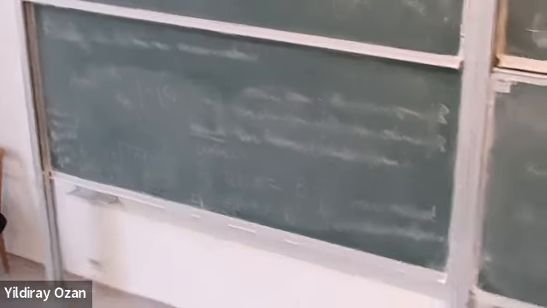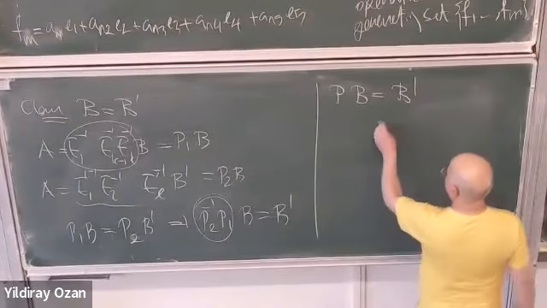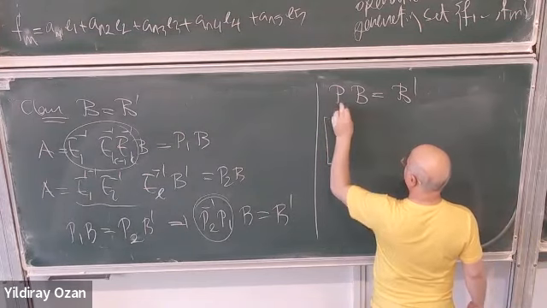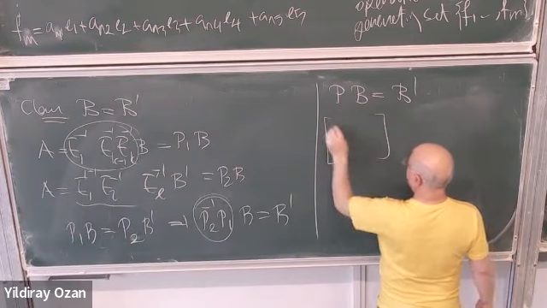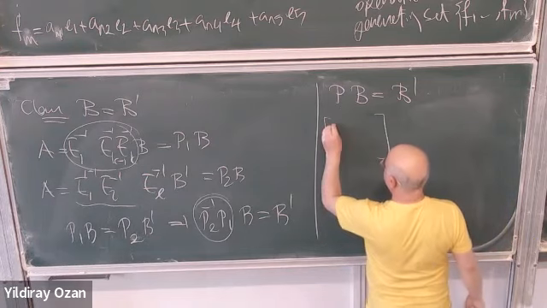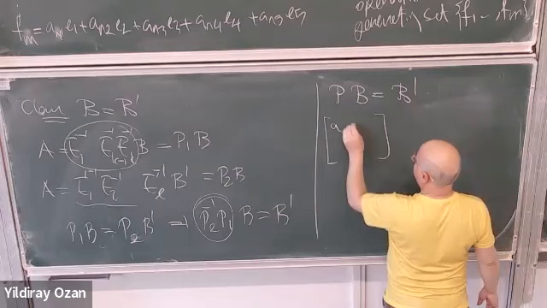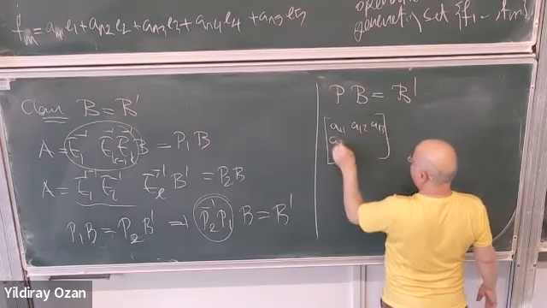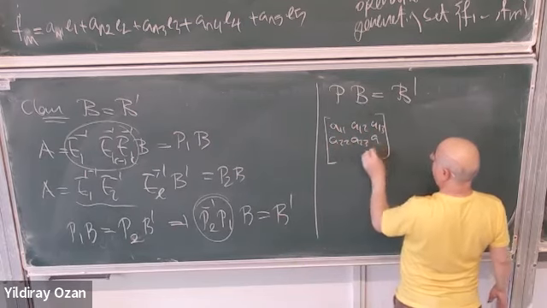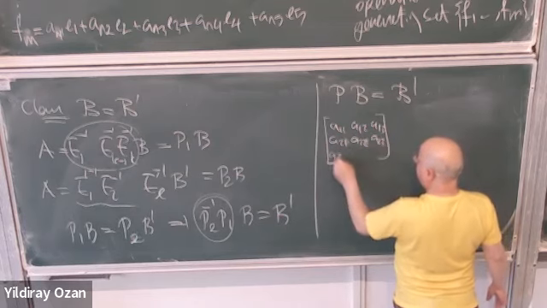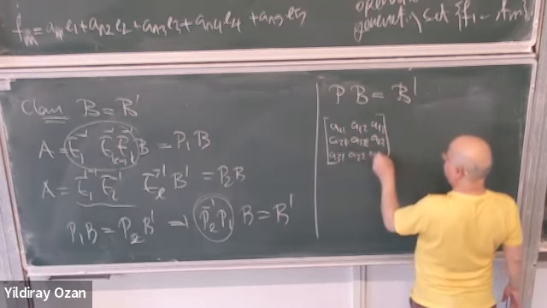Let me do it this way. Say here I have my matrix P. Let's say it is 3 by 3. A11, A12, A13, A21, A22, A23, A31, A32, A33.